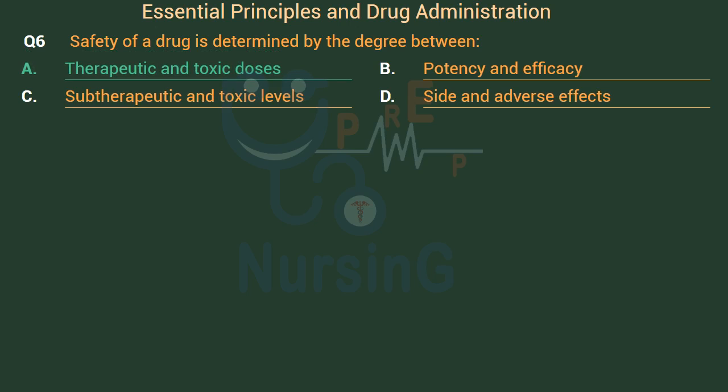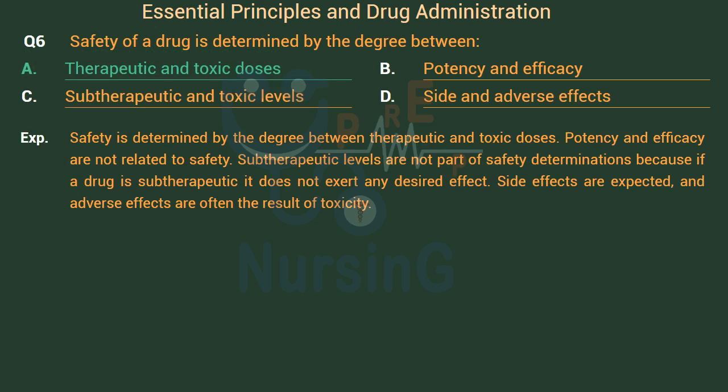Therapeutic and toxic doses. Safety is determined by the degree between therapeutic and toxic doses. Potency and efficacy are not related to safety. Subtherapeutic levels are not part of safety determinations because if a drug is subtherapeutic, it does not exert any desired effect. Side effects are expected, and adverse effects are often the result of toxicity.